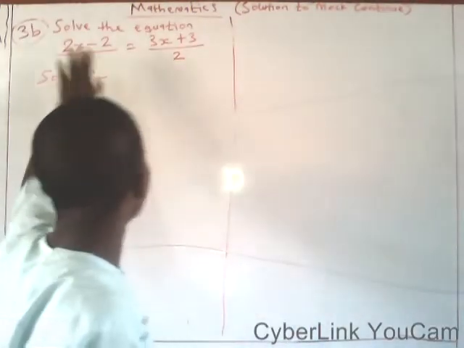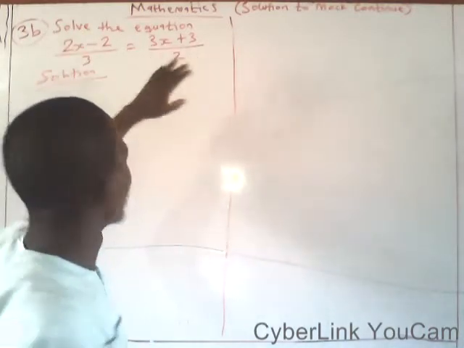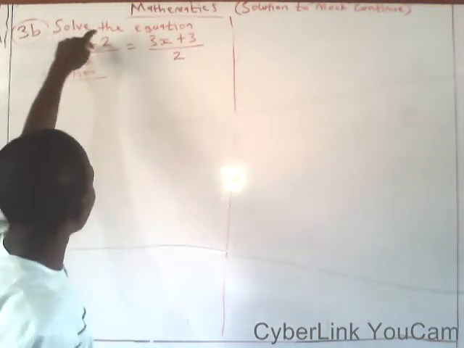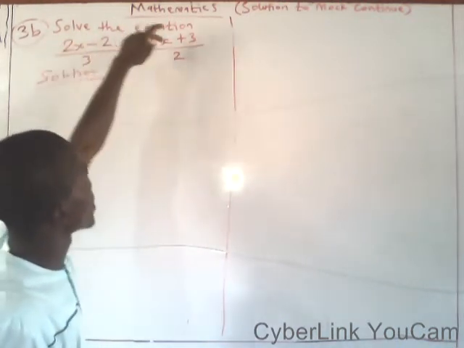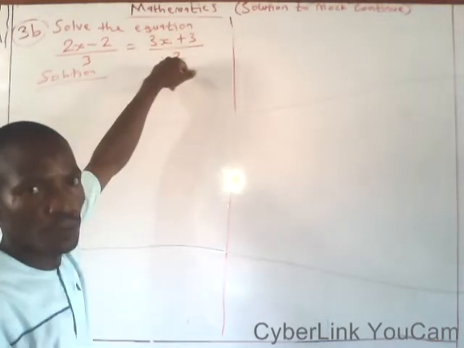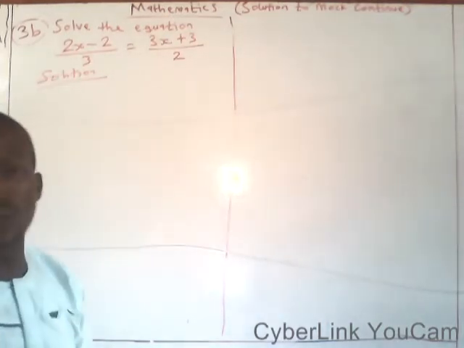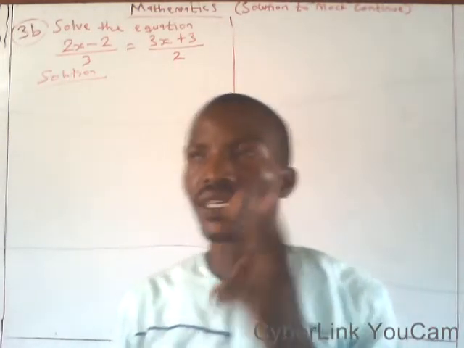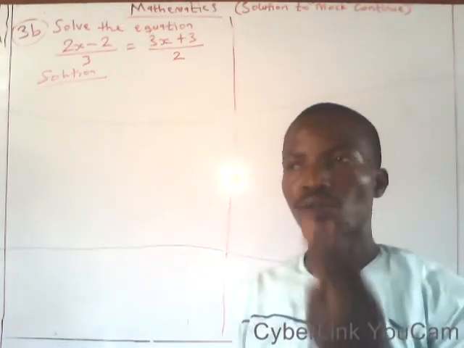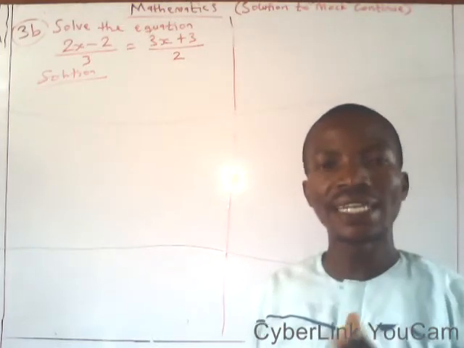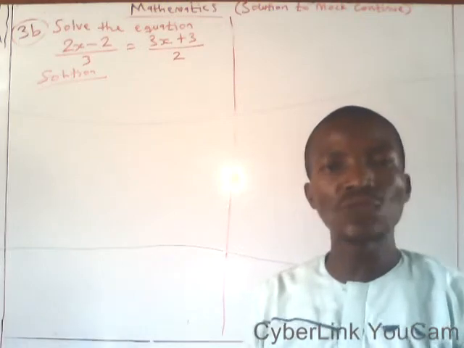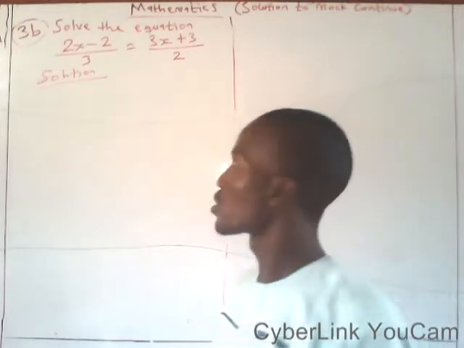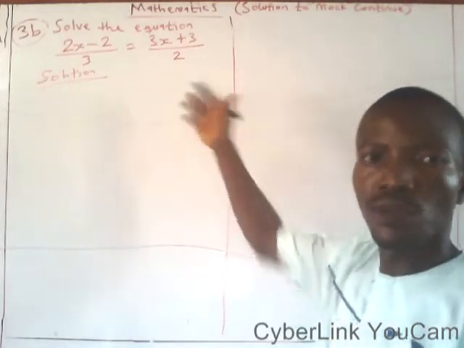Now question number 3B. In this question, you are asked to solve the equation (2x minus 2) all over 3 is equal to (3x plus 3) all over 2. I used to tell you something: whenever you are given a fraction equal to another fraction, there are two things involved. Either you cross multiply, or you find the LCM of both sides and use the LCM to multiply both sides as well. Now let us apply this. We want to cross multiply.